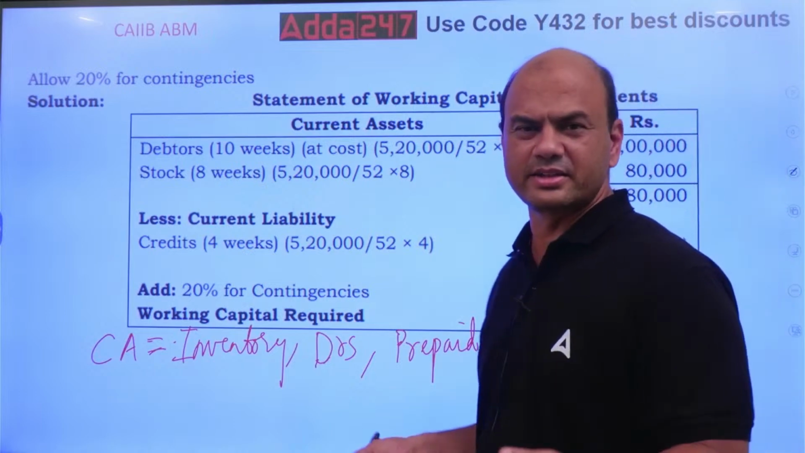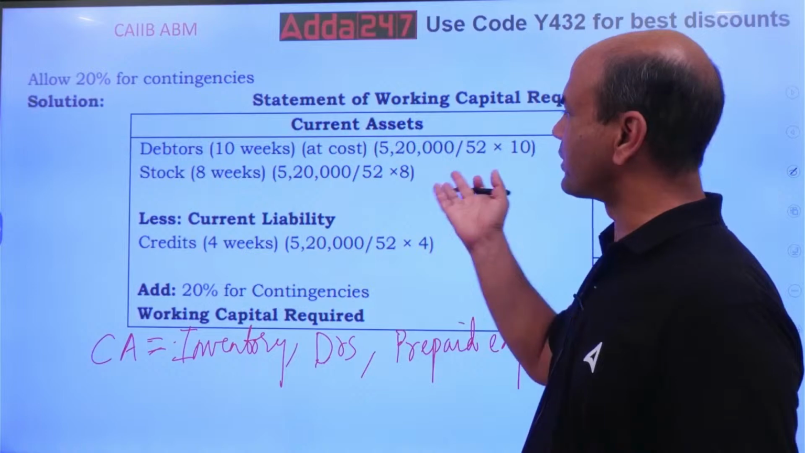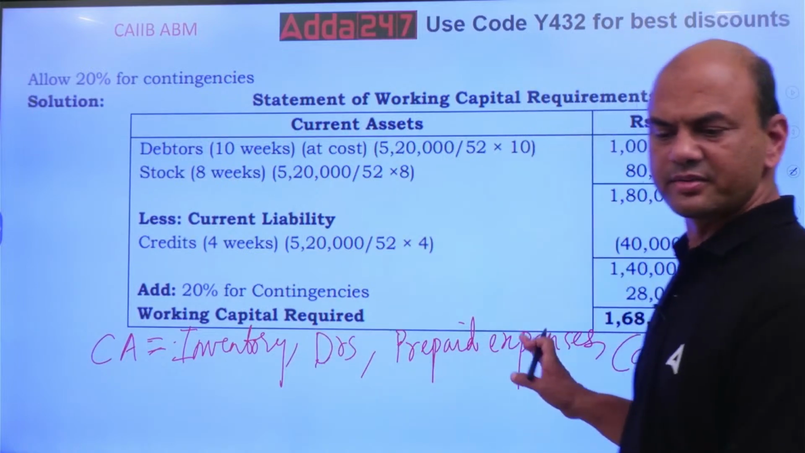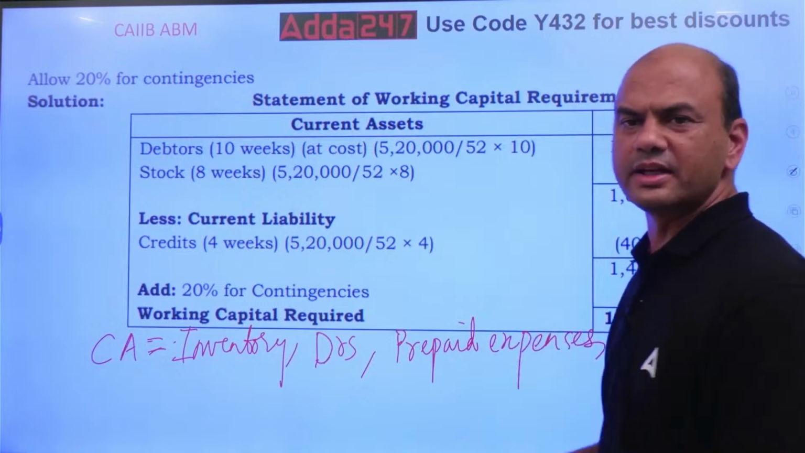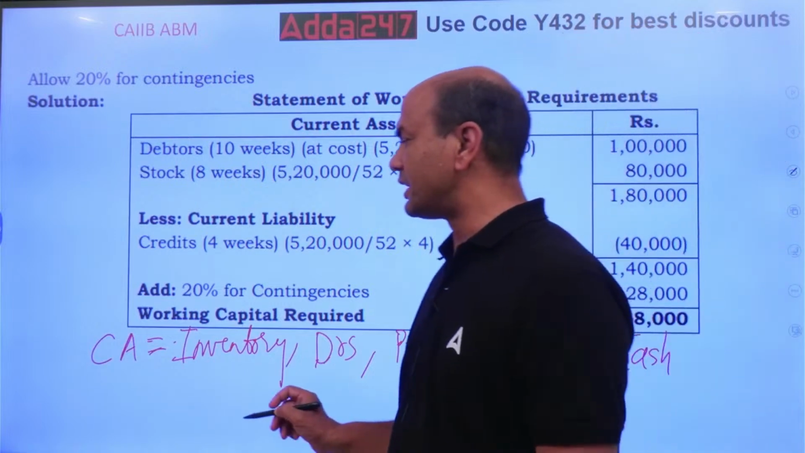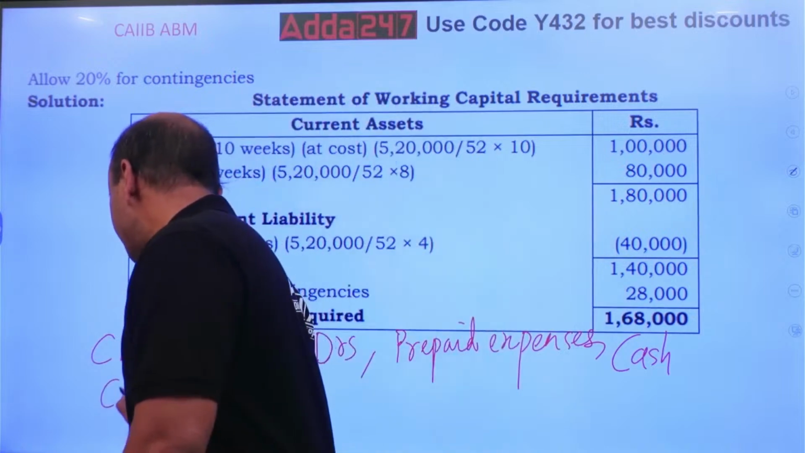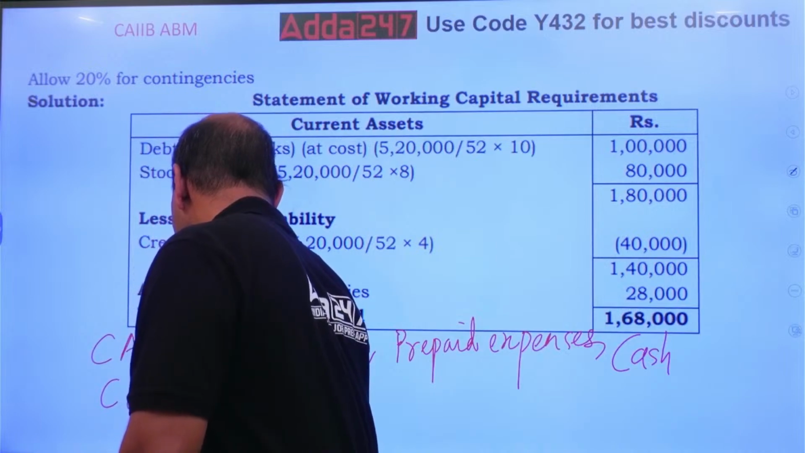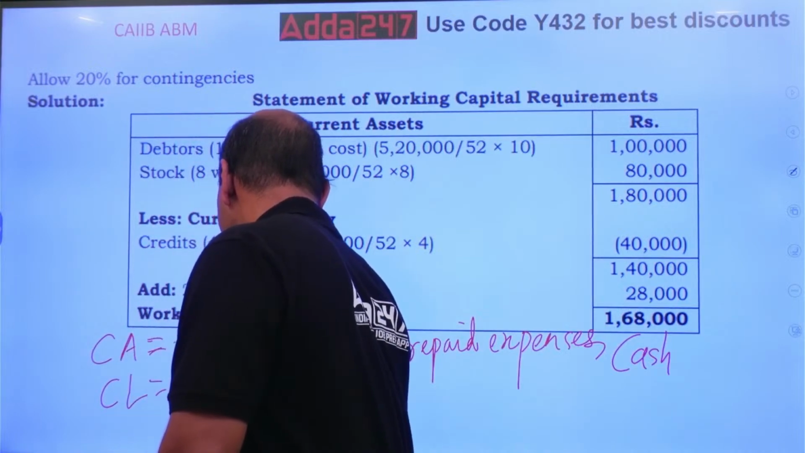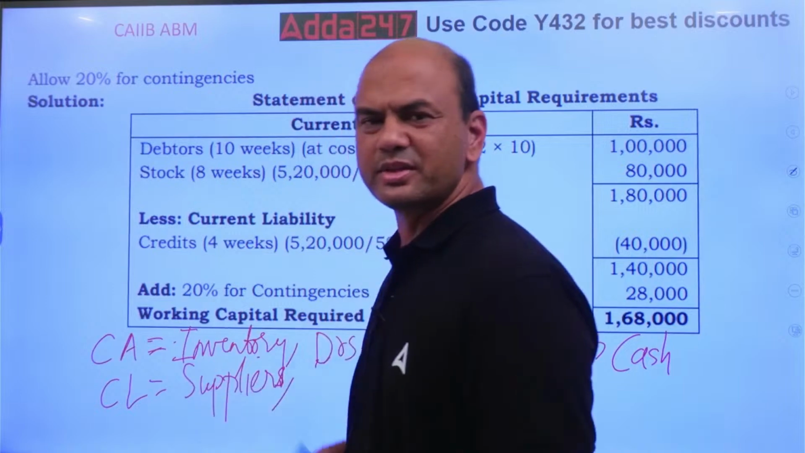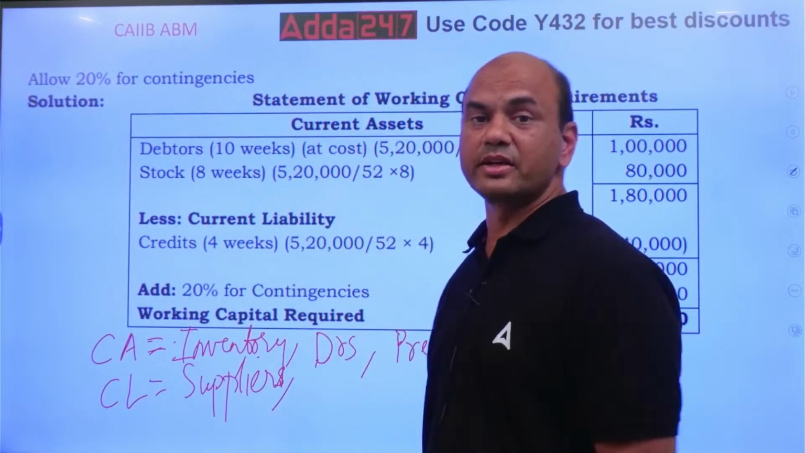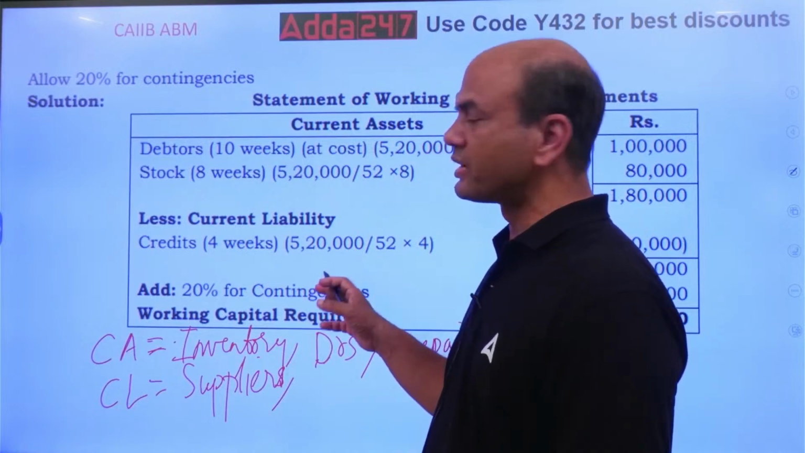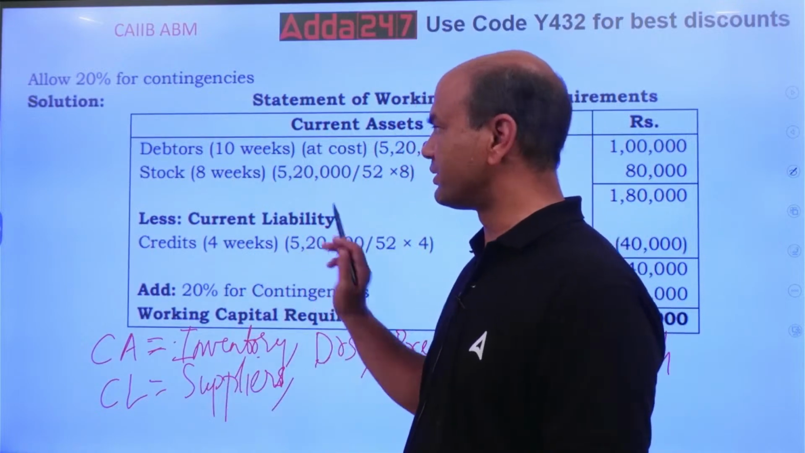Whatever is given, take it here. All may not be given. In this problem, no cash is given, so leave this. Prepaid expenses not given, leave it. What is given, take it. That's it. Then current liabilities. Current liabilities can be many. Suppliers, then payables. Suppliers means payables only. CC, working capital, cash credit. Whatever is given over here, take that only. Here only suppliers are given.